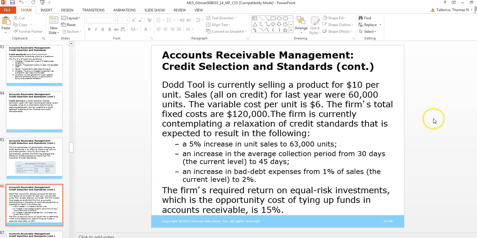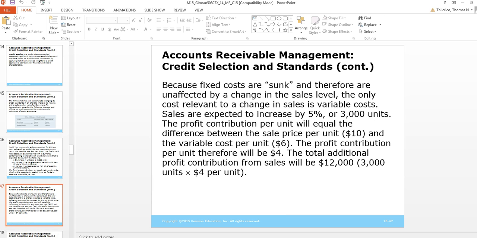And here's a nice example of using all these ideas. 2% bad debt expenses, and you're going to increase your average collection period, how long it takes to get your money, by an additional 15 days, from 30 days to 45 days. And the fixed costs are going to be sunk, right? So those are there no matter what you do. As far as variable costs, the variable cost will be $6 per unit. And the sales price is $10, so your profit's going to be $4 per unit. All right, any questions on that?